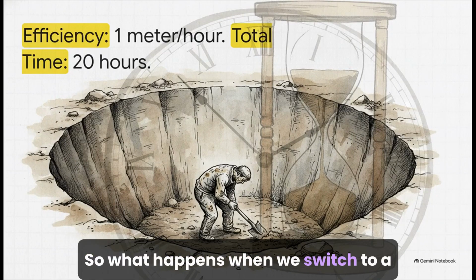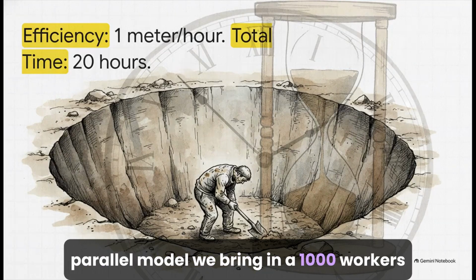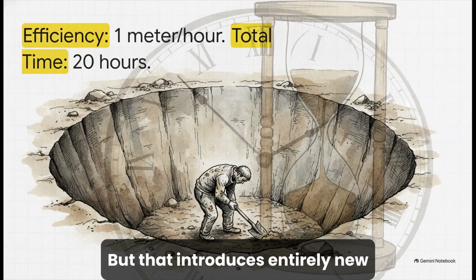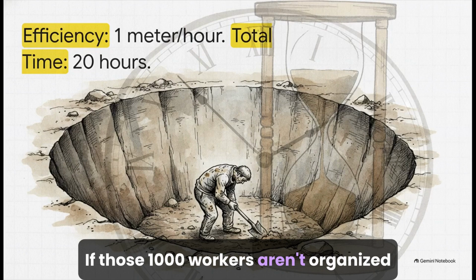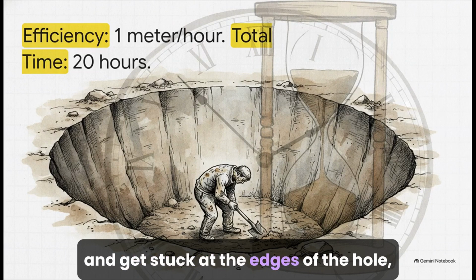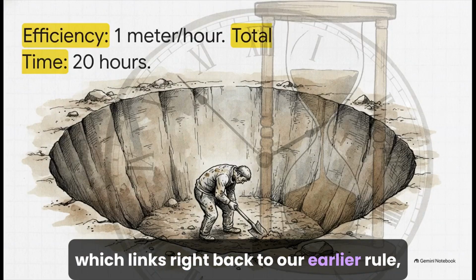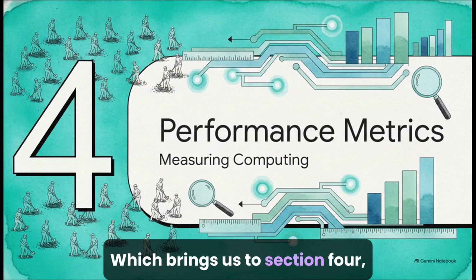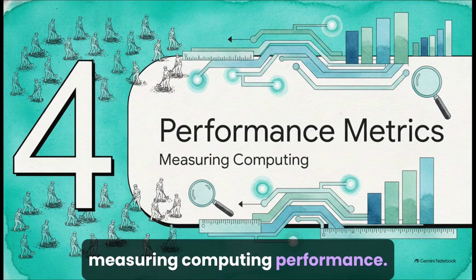So what happens when we switch to a parallel model? We bring in 1,000 workers with 1,000 shovels. Suddenly, the hole is dug in minutes. But that introduces entirely new problems. If those 1,000 workers aren't organized properly, they're just going to bump into each other, hit each other with shovels, and get stuck at the edges of the hole. Which links right back to our earlier rule, right? Structure is everything.